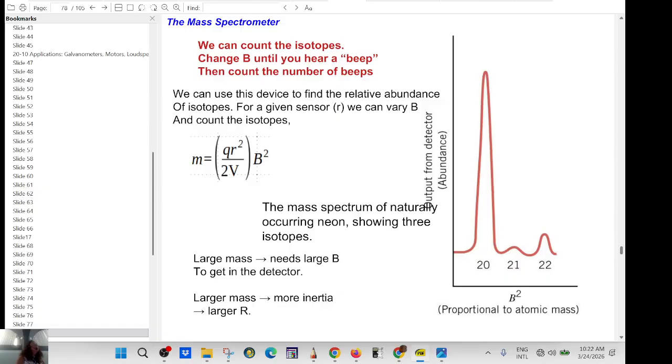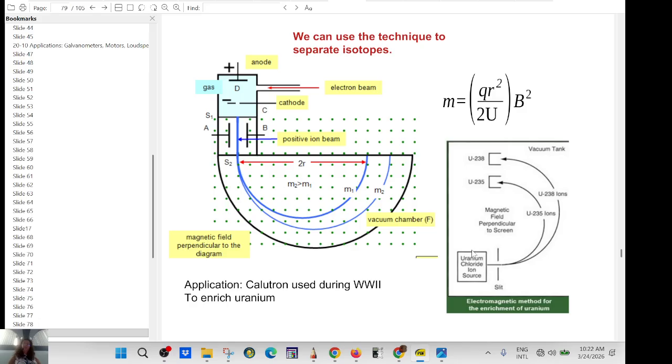Is that clear? You can also use a mass spectrometer to find the relative abundance of isotopes. Like, I think this is neon, so you have neon-20, 21, 22. When you have isotopes, one of them is always the largest. So you can do that. You can use a mass spectrometer.